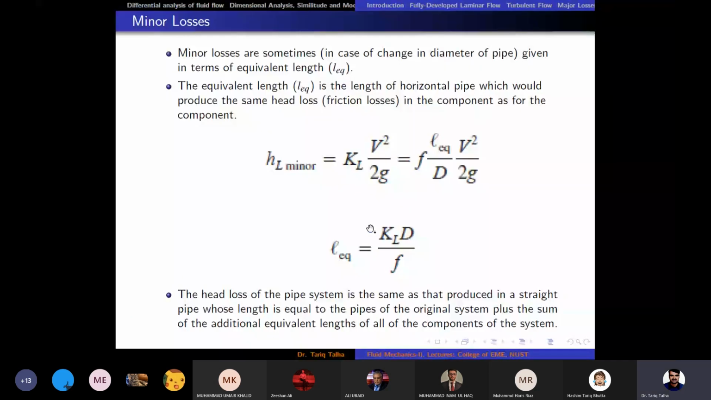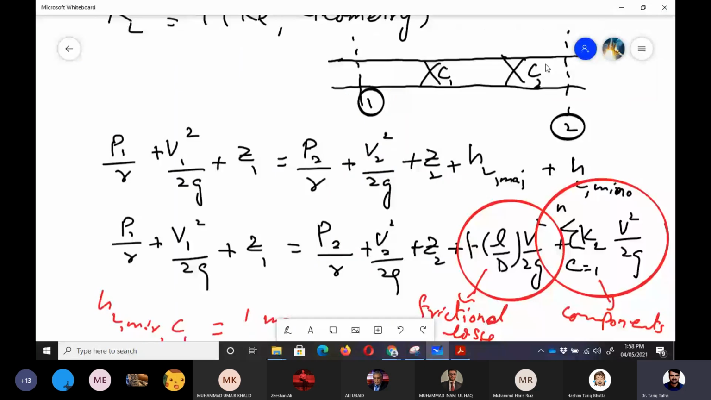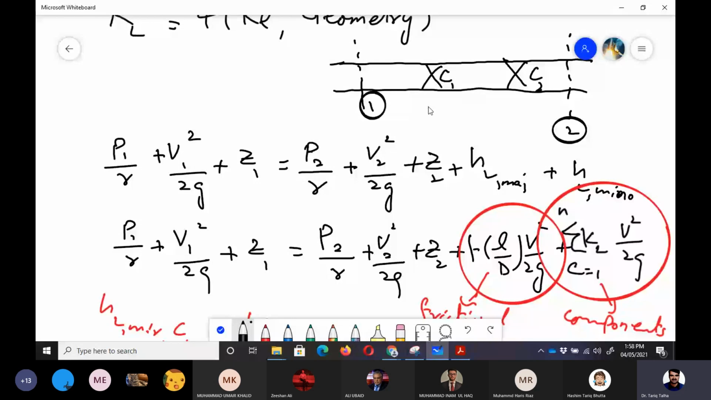So this KL would be different for each component, right? It is not a universal value, it could be different for each component. Let's suppose we have got a valve here, then maybe it would be some other value of KL. Maybe in case of a valve it is 0.5. If it is a T joint here, maybe the KL value is 1.5. So it all depends on the geometry of those components.